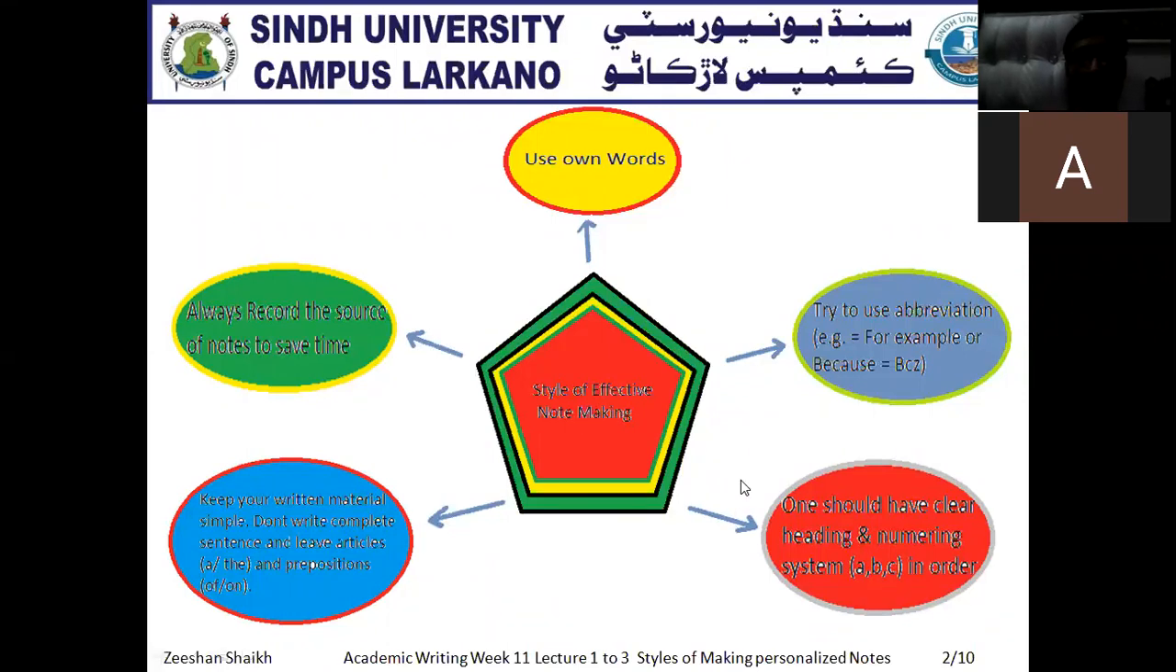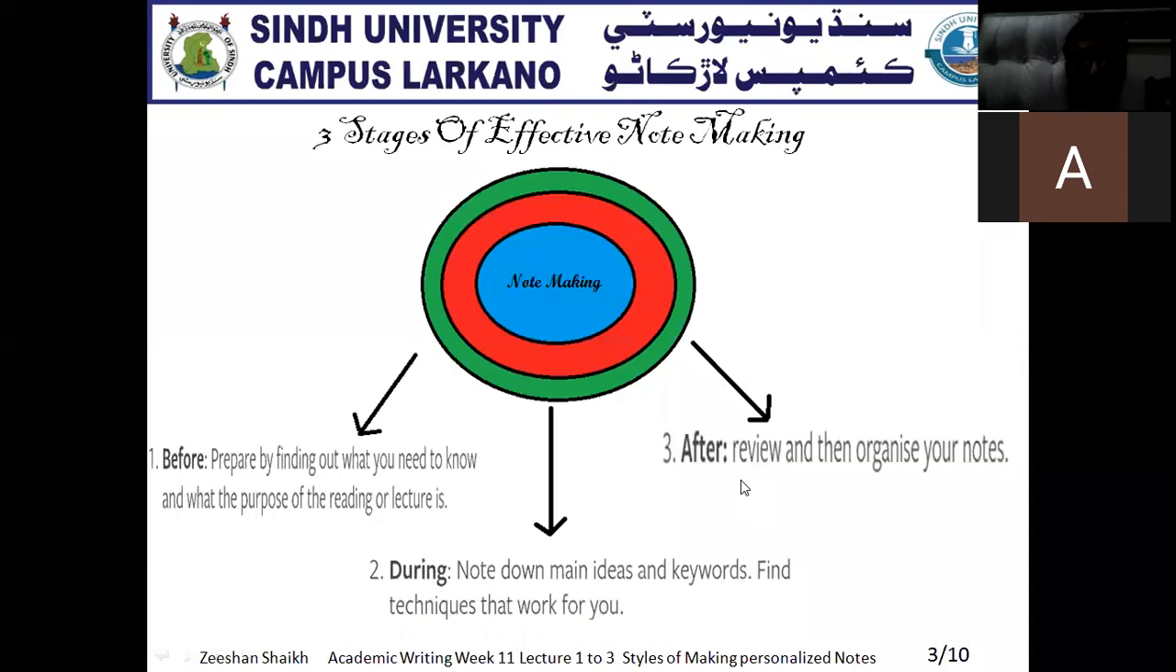Clear? Now the second point, that is the three stages of effective notes making. Clear? Now the first stage, that is before writing the effective notes. Now before writing effective notes, what are you supposed to do? You have to prepare yourself for the two things. Now what are the two things?